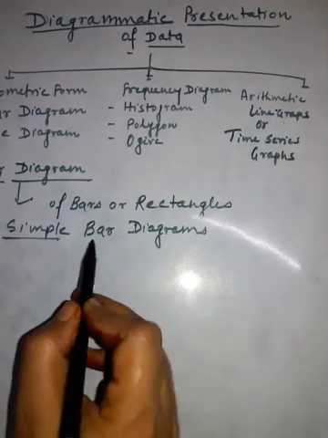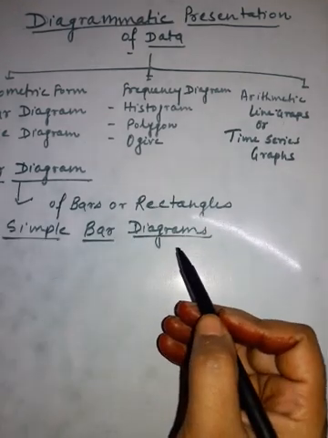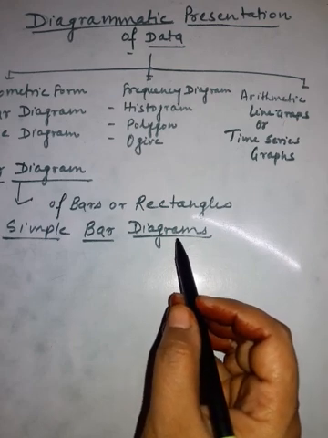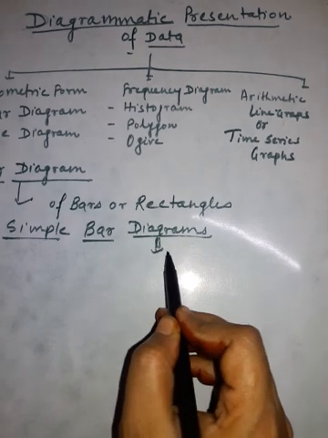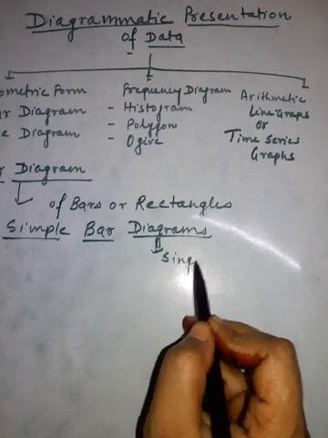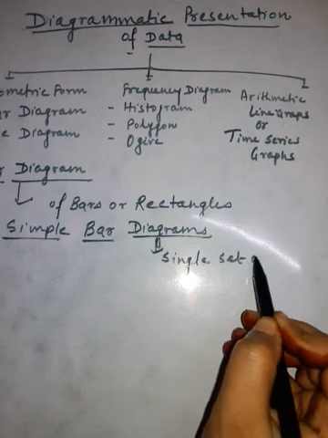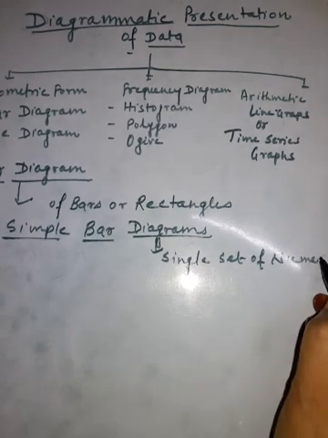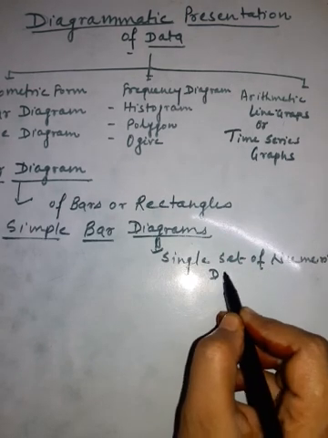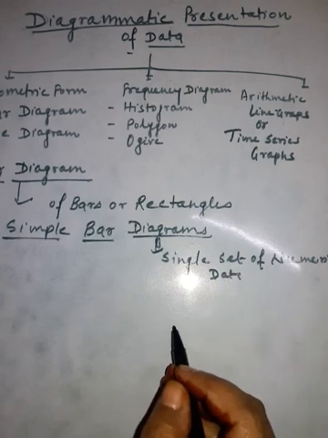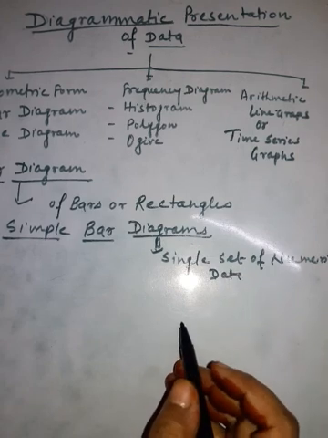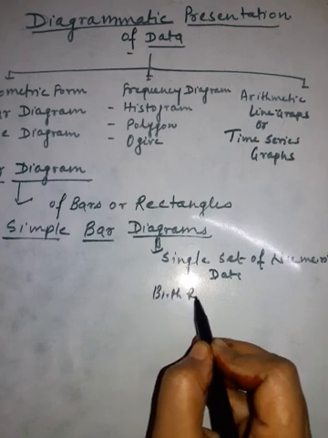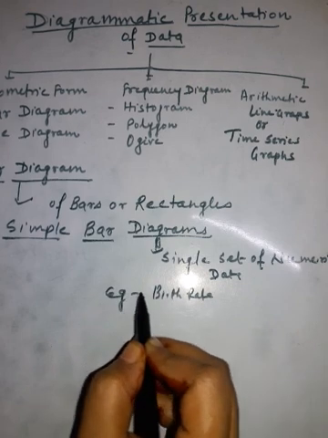Okay, simple bar. What are simple bar diagrams? Bar diagrams are those diagrams which are based on a single set of numerical data. For example, I will explain it with an example. Suppose data relating to birth rate, death rate, are examples of simple bar diagram.